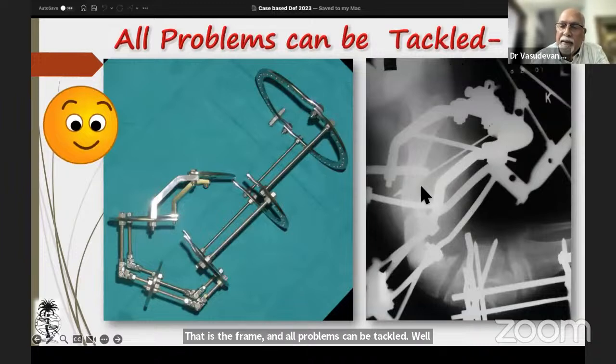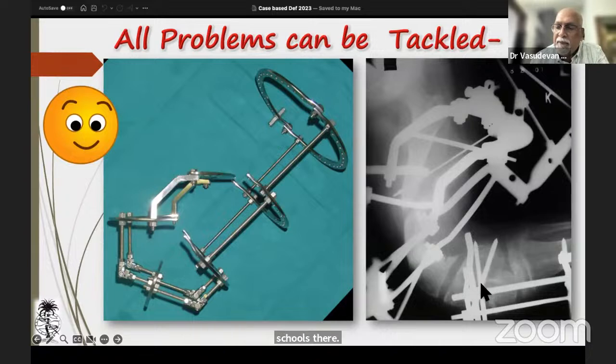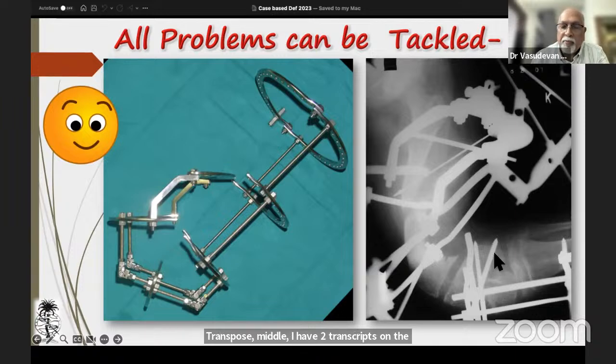I did the osteotomy there and a distal osteotomy. You can see the cut only from the medial side. I don't want to keep any wire on this side. And you can see the Schanz screws there. There's another Schanz screw there. Distally on the tibia, we have only 2 Schanz screws. In the middle, I have 2 Schanz screws on the tibia.